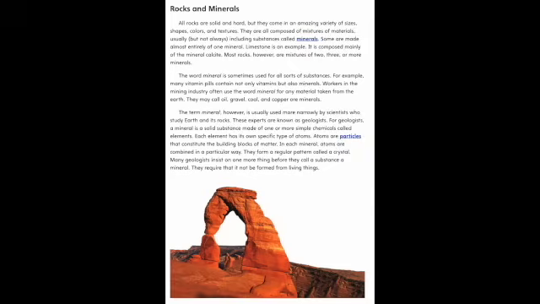For geologists, a mineral is a solid substance made of one or more simple chemicals called elements. Each element has its own specific type of atoms. Atoms are particles that constitute the building blocks of matter. In each mineral, atoms are combined in a particular way. They form a rectangular pattern called a crystal. Many geologists insist on one more thing before they call a substance a mineral. They require that it not be formed from living things.